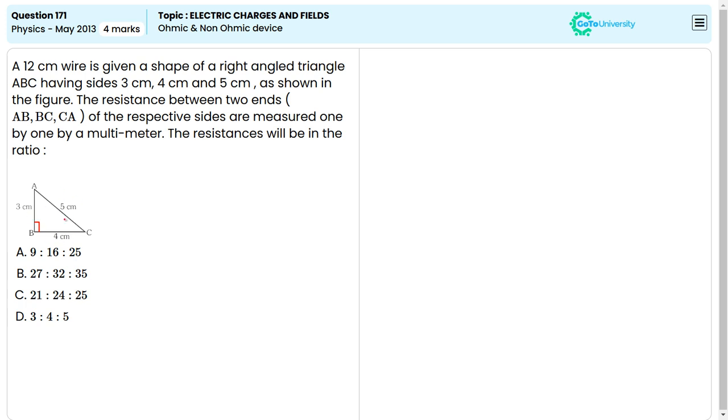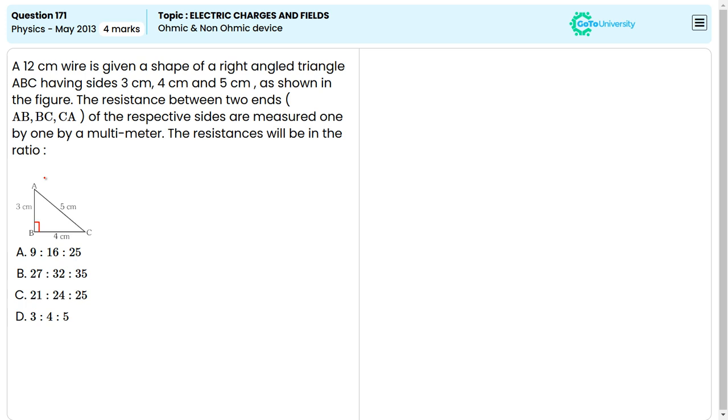This is a wire. It is shaped like this. The resistance between the two ends of the respective sides AB, BC, and CA is measured one by one by a multimeter. The resistance will be in the ratio of what? We need to find the resistance according to this length. Okay, let us assume the resistivity and the area of the cross section of the wire.